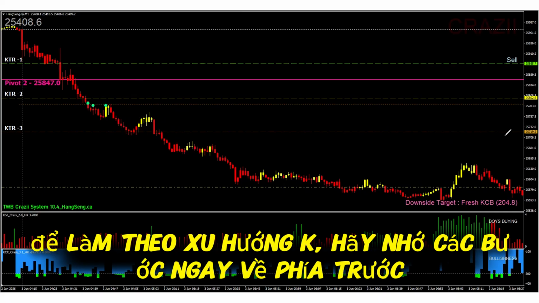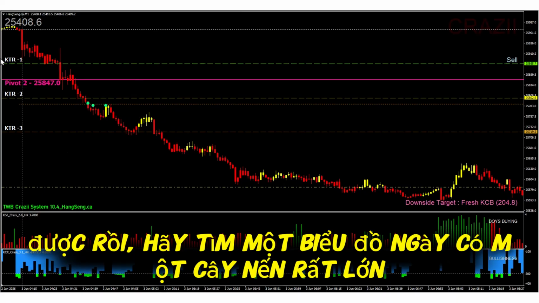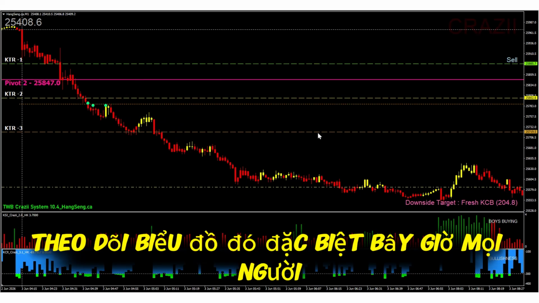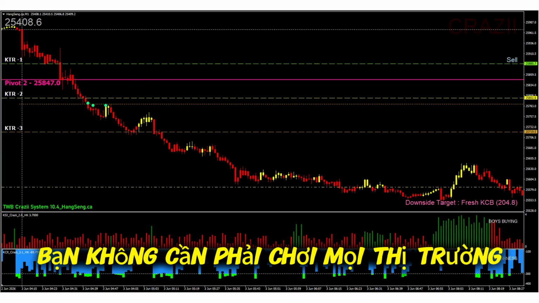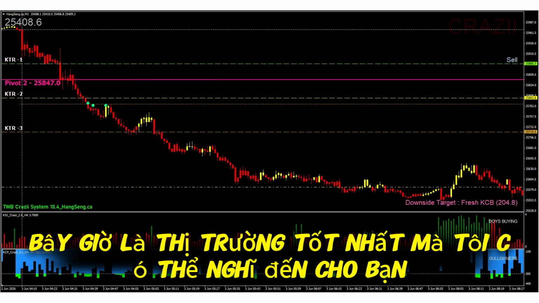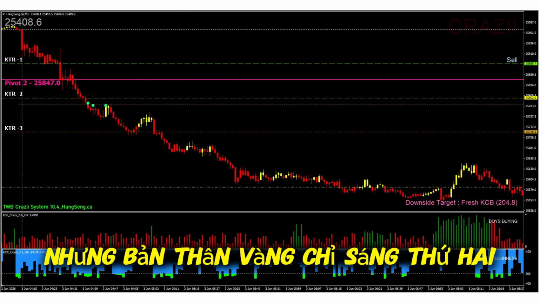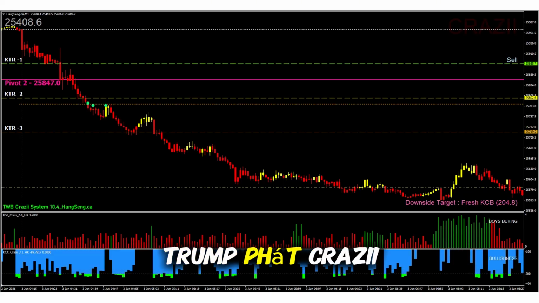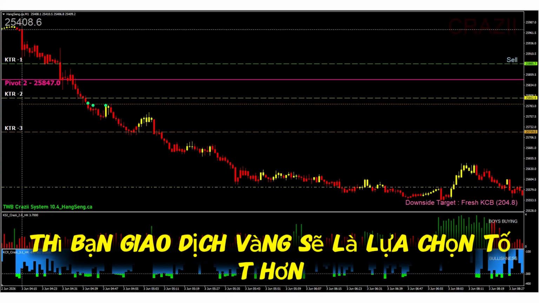So what we have done is the step by step to do the trend, remember the steps, right? First of all, go and define the day chart. Find a day chart that has a very big candle that's not replaced yet. And then second, follow that chart particularly. Everybody, you have 15 markets to play, but of course you don't need to play every single market. The best market that I can think of for you is actually gold, but gold only moves on Monday morning. Other days it's quiet unless Donald Trump goes crazy. If not, usually after about 10:30 Singapore time, trading gold would be a better choice.